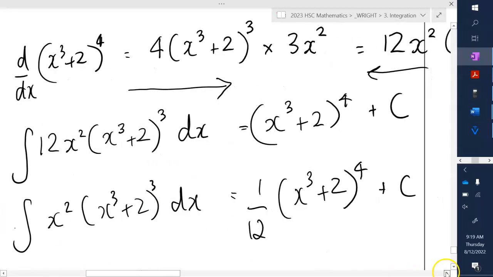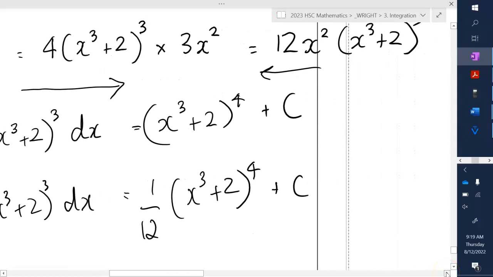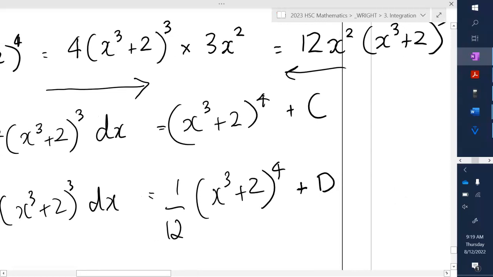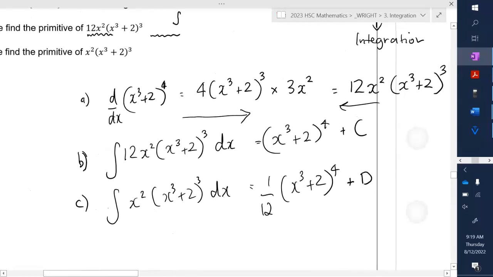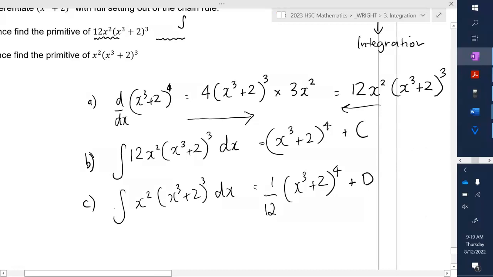But I'm going to make a little change to my sheet here. Instead of plus C, I'm going to write plus D, because I'd really be dividing that constant by 12 as well. So I'm going to pop down a new constant. So my new solution is 1/12 of the answer that I had before. And that's basically how our reverse chain rule is going to be looked at.